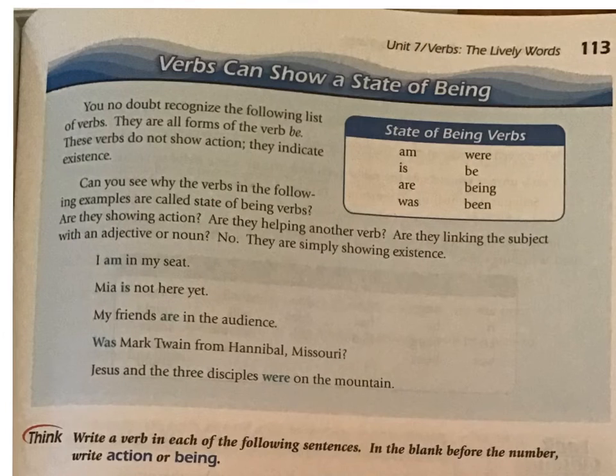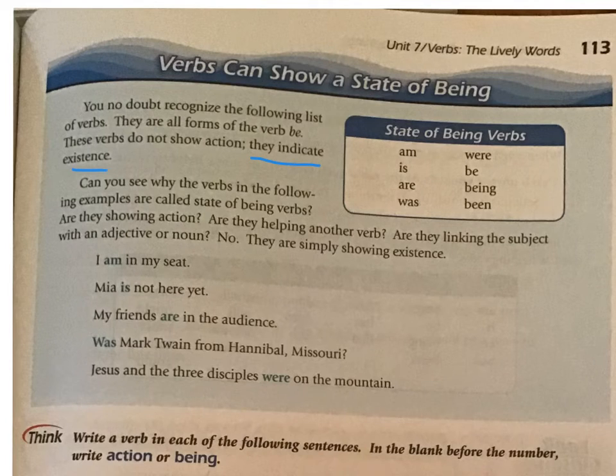Okay, let's go to page 113. Now on page 113 it says, verbs can show a state of being. You no doubt recognize the following list of verbs. They are all forms of the verb be. These verbs do not show action. They indicate existence. Now that's what's really important, and I want you to understand this.